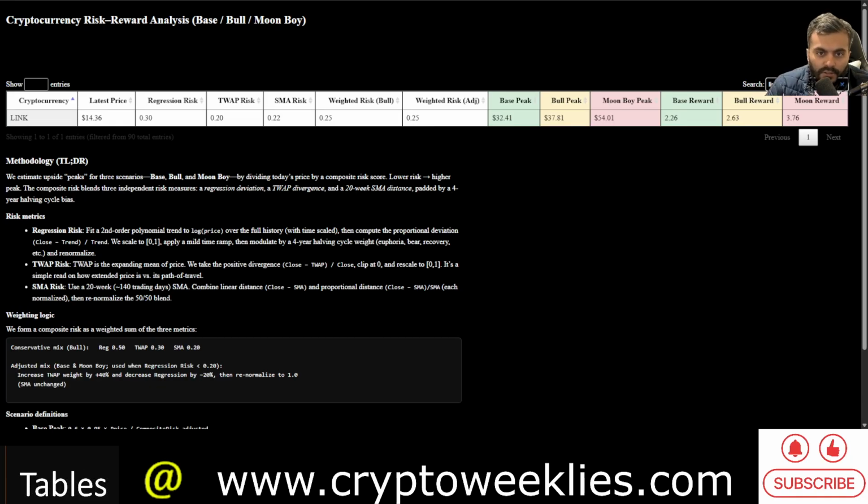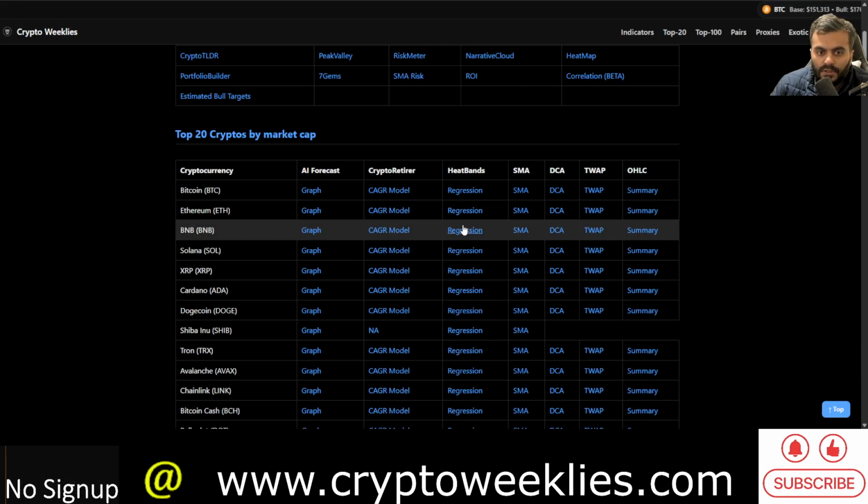Coming to the estimated bull run target per confluence of several risk-based models for Link. We'll discuss each model at length, but the aggregated view is that the base case is $32, which is a conservative case of what the regression risk, time weighted average price risk, and the simple moving average price risk present. The bull case is $38 and the stretch goal is at around $54.